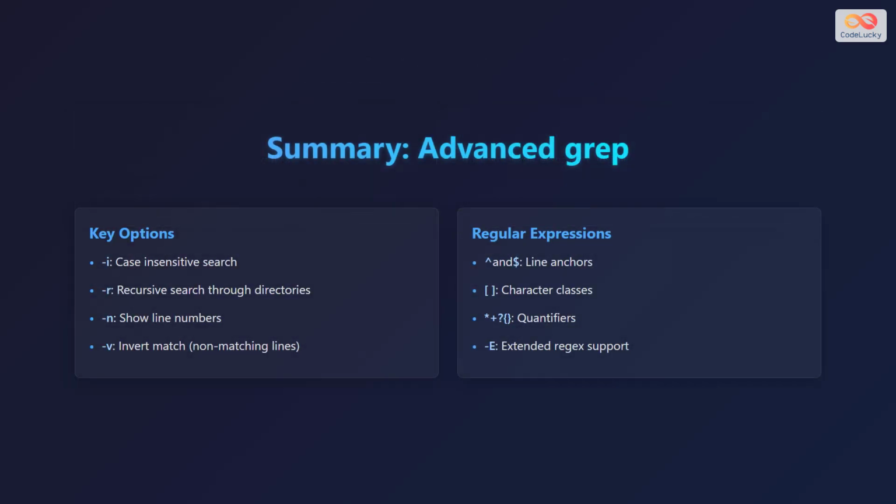In summary, here are the key options and regular expressions we've covered. Key options include -i for case-insensitive search, -r for recursive search through directories, -n for showing line numbers, and -v for inverting the match. Regarding regular expressions, we discussed anchors using the caret symbol and $ sign for line beginnings and endings, character classes using square brackets, quantifiers like asterisk, plus, question mark, and curly braces for specifying repetition, and -E for enabling extended regex support.